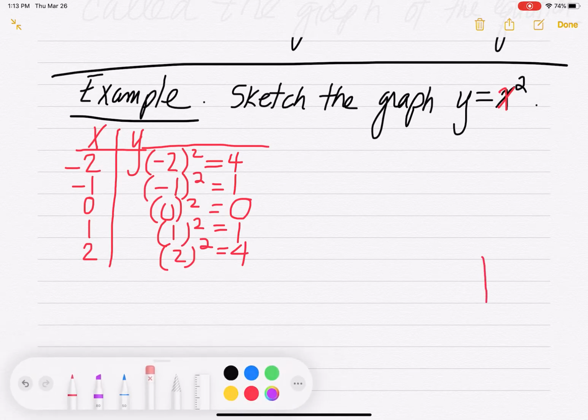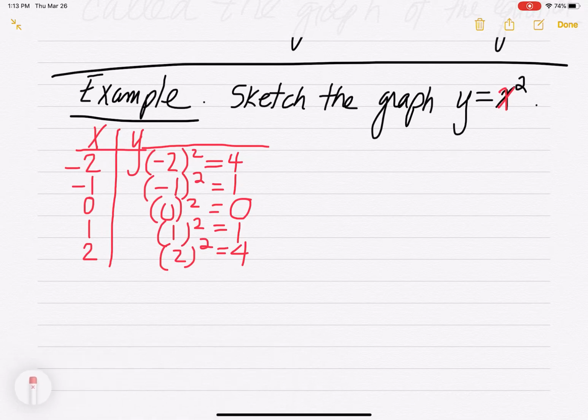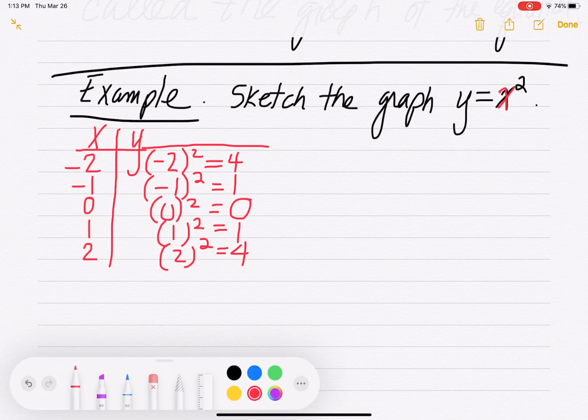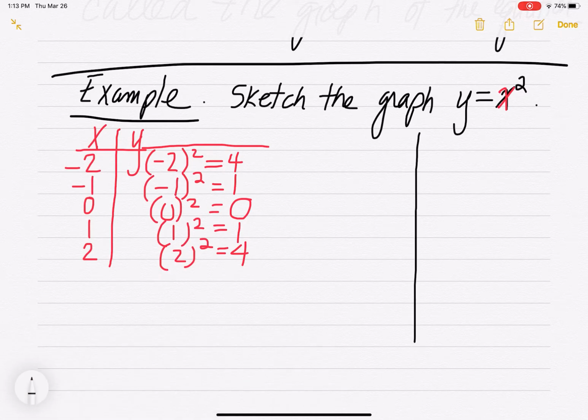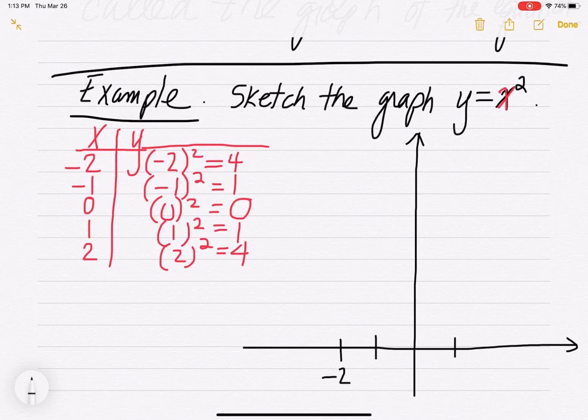We want to actually plot those in a Cartesian coordinate plane. So let's do that. Here's our Cartesian coordinate plane. Let's make that black. So x-axis and y-axis. Notice the x's are going from -2 to 2 here. So I'm going to go -2 to 2 on the x. And the y's are going from what? 0 to 4. 0 to 1, 2, 3, 4.